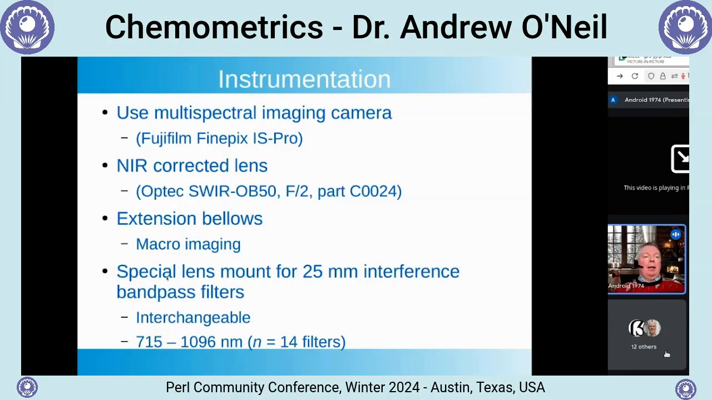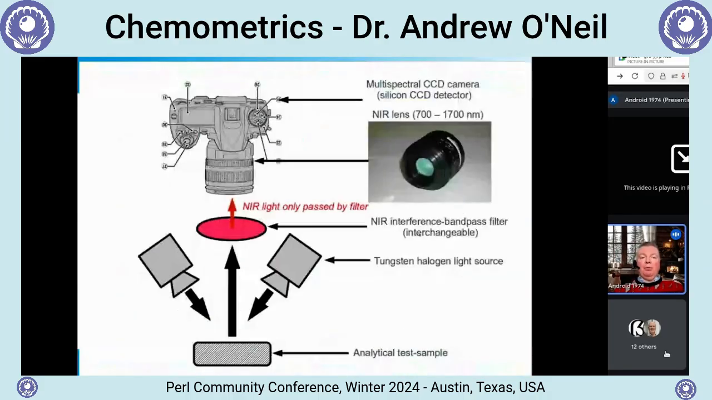And images were acquired using a series of bandpass filters. So these were placed between the sample and the lens, and they only permit light of a particular narrow band through. So images can be acquired at different wave bands between 715 nanometers and 1096 nanometers. In total, I used a total of 14 filters.